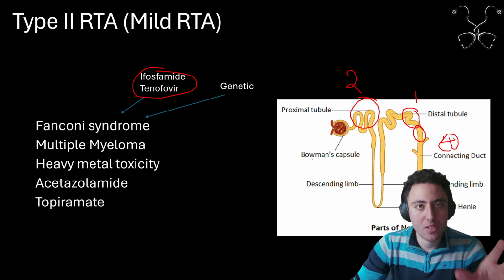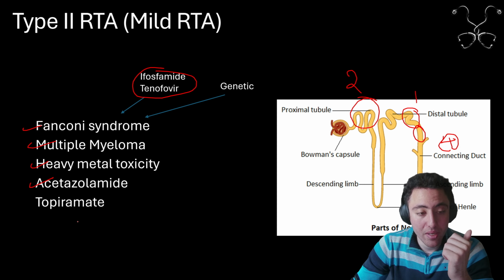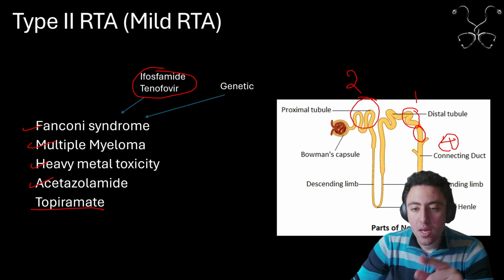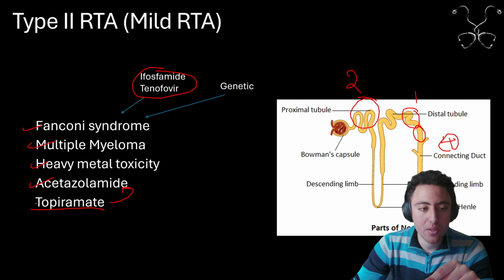So that's the first step. Reabsorption of bicarbonate is screwed up. Okay, so now we're done with Fanconi, multiple myeloma, heavy metal toxicity, acetazolamide. Topiramate is an anti-seizure medication. It's a sodium channel blocker, and it results in type 2 RTA because it has the carbonic anhydrase inhibiting effect. So just like acetazolamide. Okay, so these are 4 high-yield causes of mild RTA or type 2 RTA.